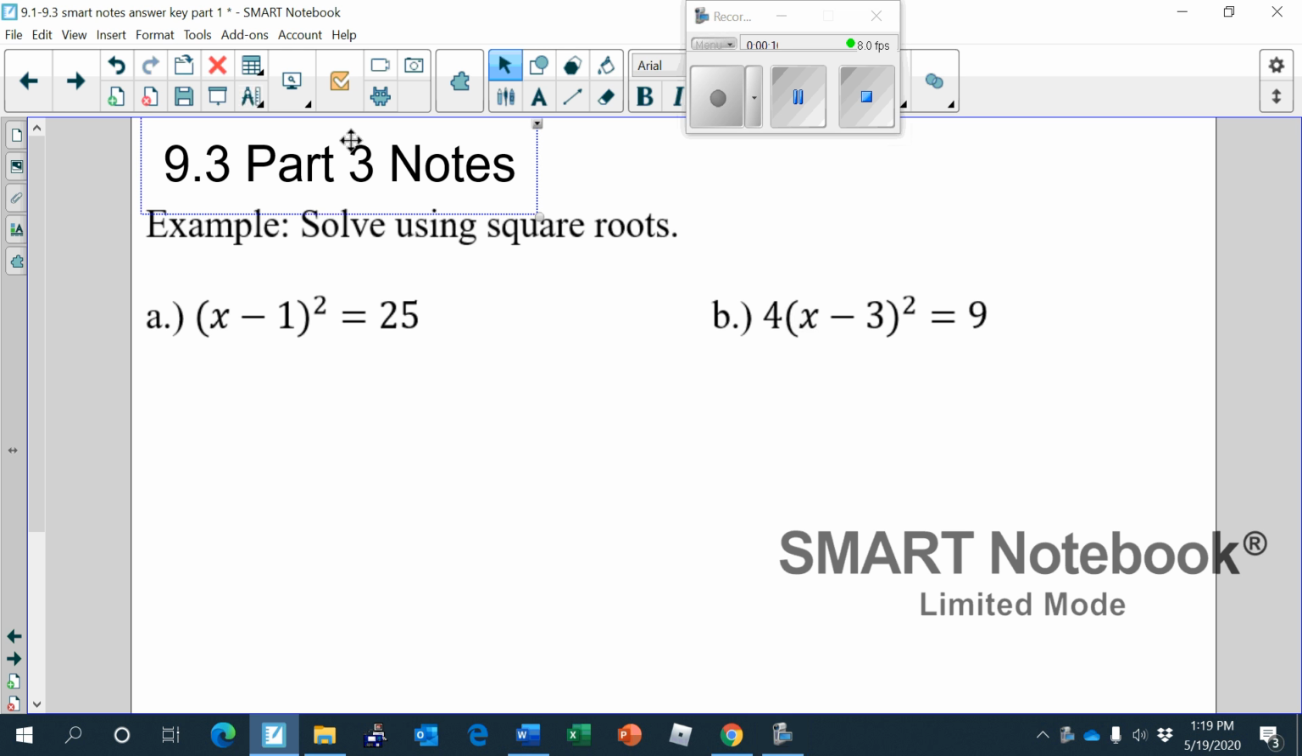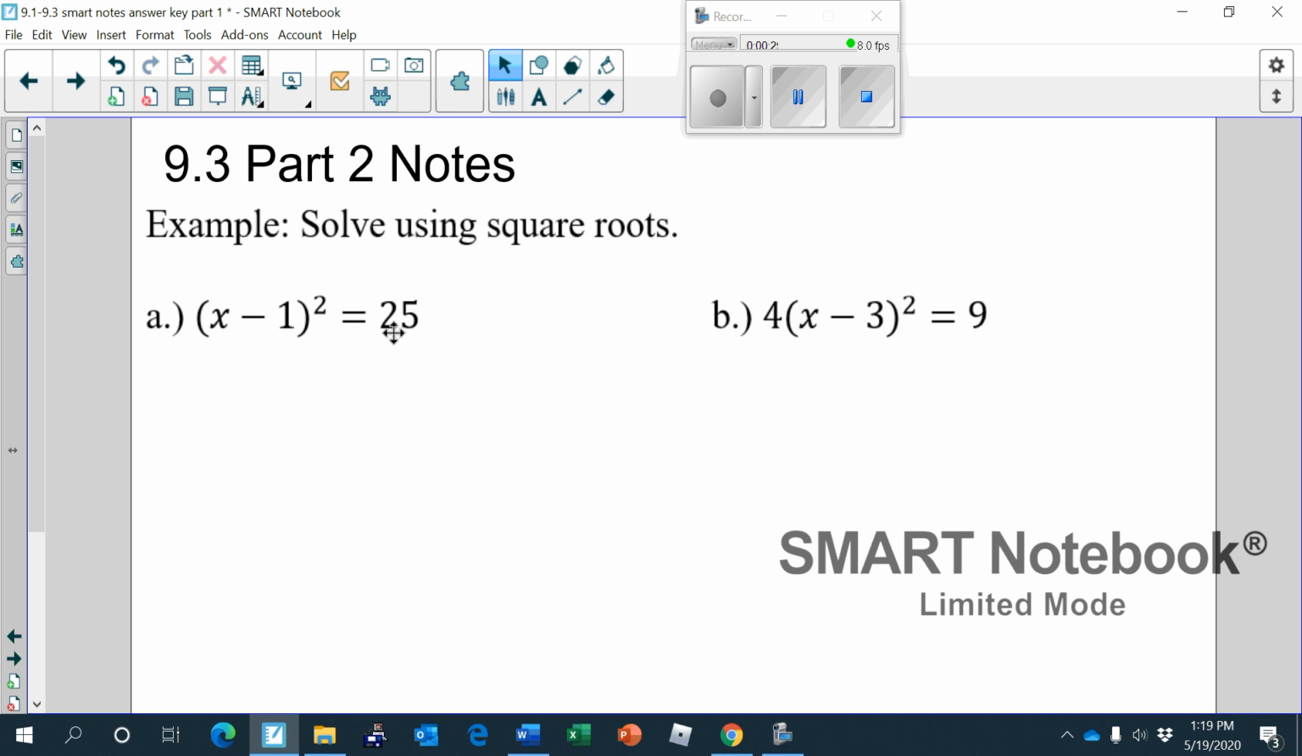Oh, you know what? I put the wrong thing. 9.3 part 2 notes. Okay, so what we did the other day was 9.3 part 1 notes, where we were solving our square roots. So we're still doing the same thing. We're still going to be using our square roots, but our equations just look a little different.